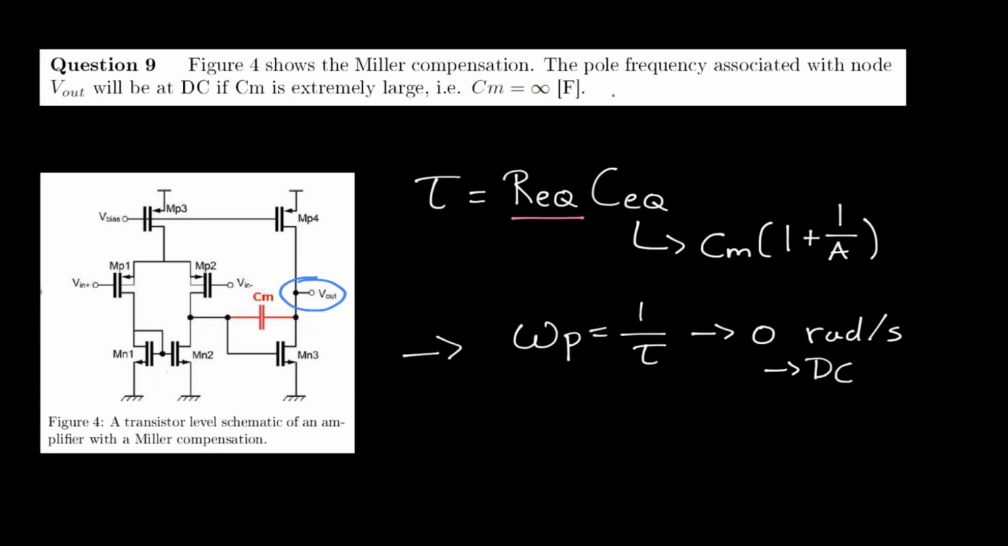So the statement above, saying that the pole frequency at Vout will be at DC, is indeed true.